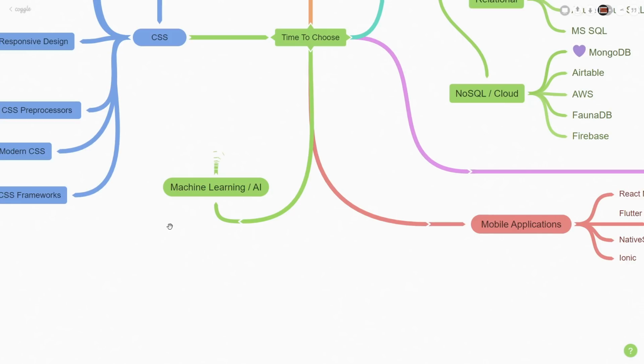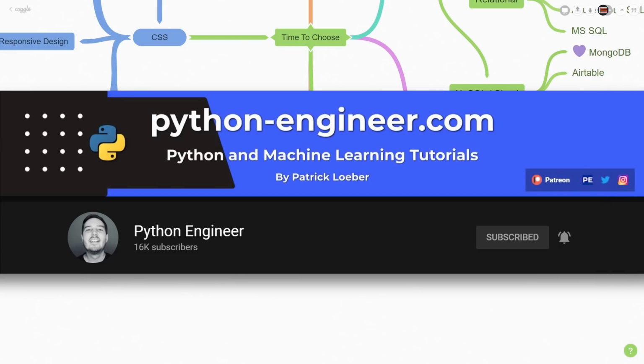It's not going away. In my opinion, Python is the king here, but there are also great JavaScript libraries like TensorFlow.js and Brain.js. You could find some great resources on this from Python engineer Patrick Lober.